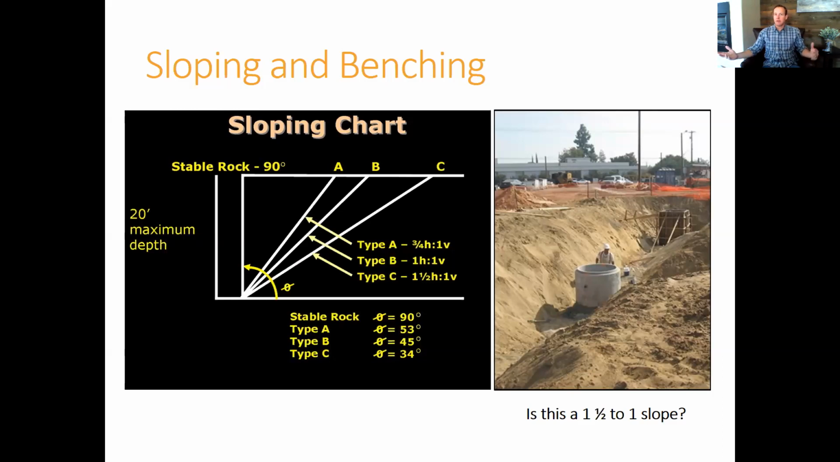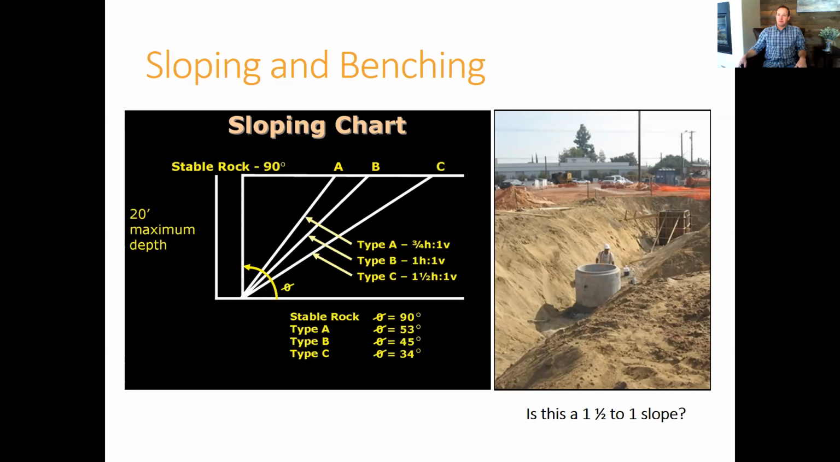The type B soil, which is between 0.5 and 1.5 TSF, but it's still cohesive, that can be 1 to 1. And then the type C, which is a sandy material, has to be 1.5 to 1. So for every foot that you go up, you have to go back 1.5 feet. So looking at this picture on the right again, remember I told you we were going to look at that again.